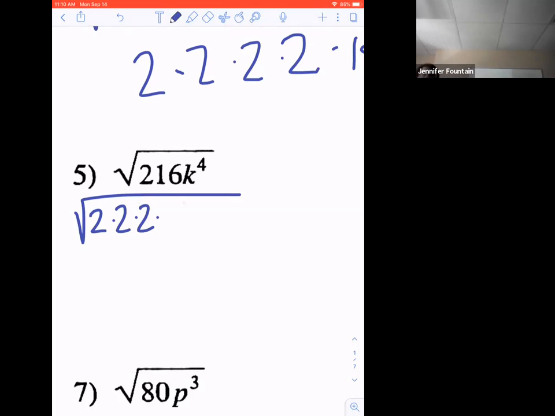27. What is my smallest prime factor? 3. 3 times what is 27? 3 times 9. So that's going to be 3 times 3. And then let's list out our K's. 1, 2, 3, 4 K's.